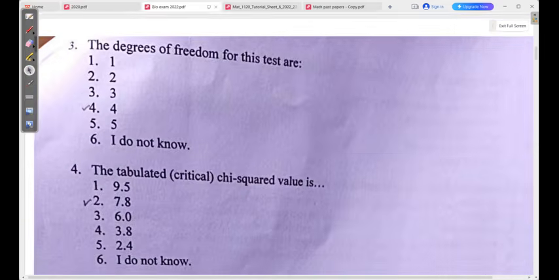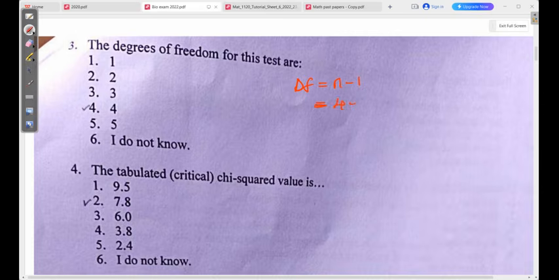Then 3 is saying the degrees of freedom for this test are. So what did we say? Degree of freedom has got a formula. Degree of freedom is equal to n minus 1. So n was 4. 4 minus 1, our degree of freedom is 3. So the answer has to be 3, not this one. No. N is just the total possible number of traits. So you can't say that is the degree of freedom because you subtract 1 from the possible number of traits. So we are getting a degree of freedom of 3.